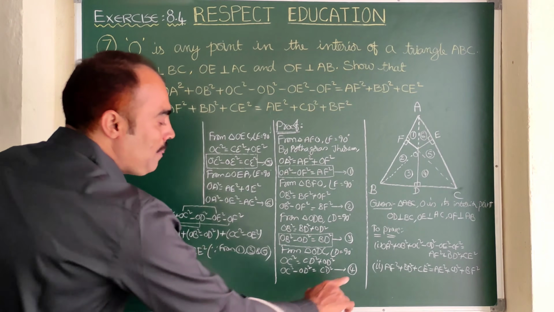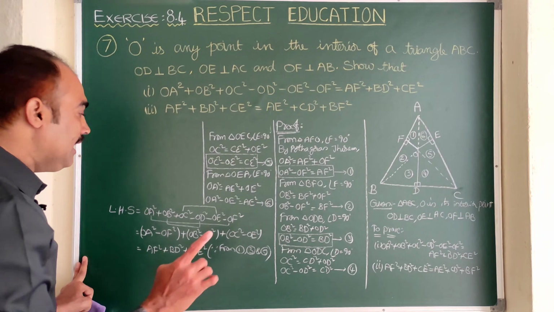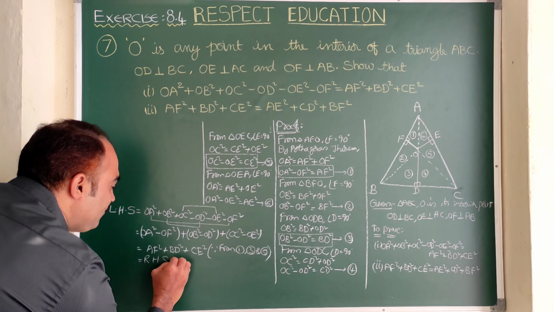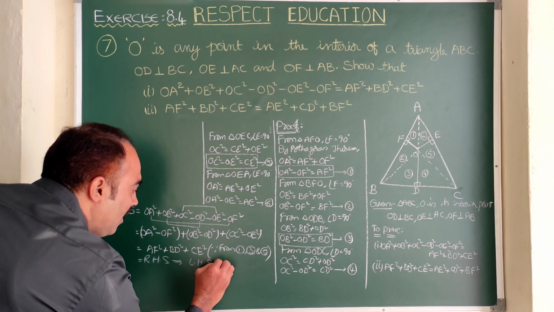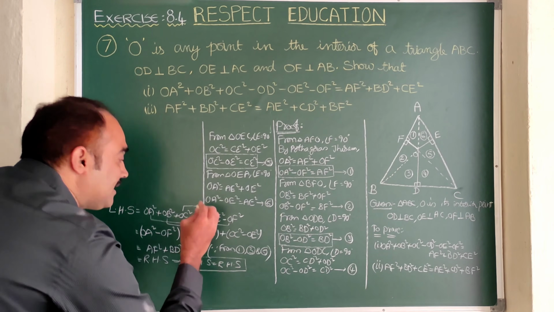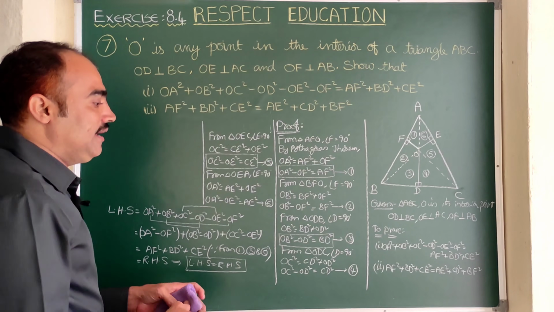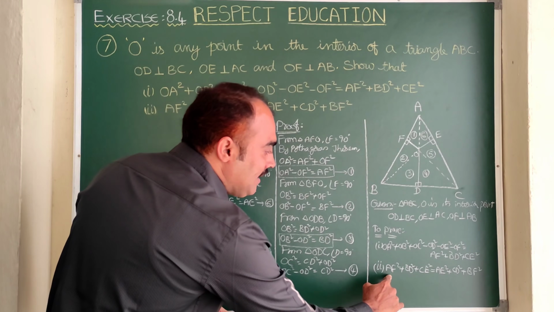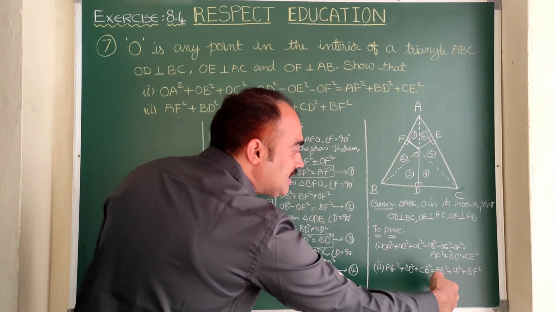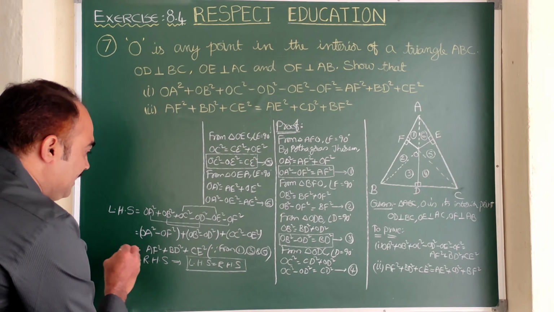Now this is the time we are going to find the second one also. Let us see the second one over here. So this is RHS. So here we got LHS equal to RHS. With this, the first bit gets completed. Now let us see how to get this second bit. The second bit is very simple. Here we need to show that AF square plus BD square plus CE square is equal to AE square plus CD square plus BF square, right? So here let us try it now.